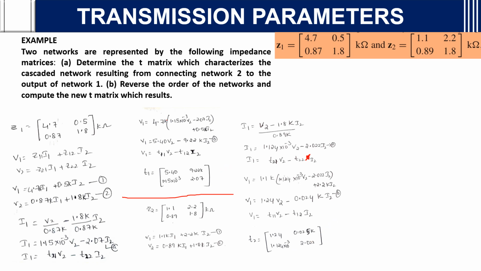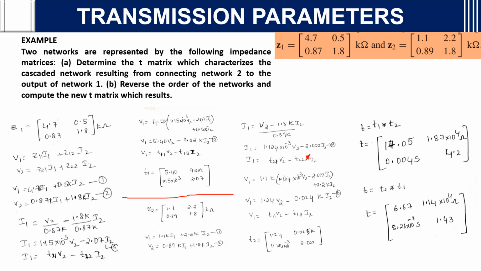What are they asking? When one network is connected on the left and another network on the right in cascade, and then the order is reversed, that is T is equal to T1 into T2, and T is equal to T2 into T1. First we multiply T1 with T2. You will get 17.05, 1.87 into 10 power 4, 0.04 Siemens and 4.2. Then in reverse order, T2 into T1, you will get 6.67, 1.14 into 10 power 4, 8.26 into 10 power minus 3 Siemens and 1.43.